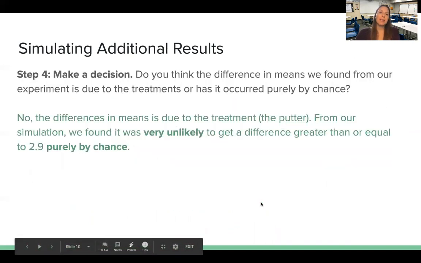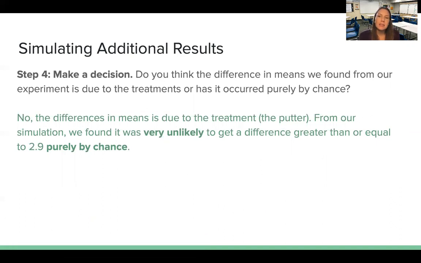So what does that mean? Do we think the difference in means we found from our experiment is due to the treatments, or has it occurred purely by chance? So we can say that no, we don't think that this happened by chance because we were able to look at simulated results and we found that it was really unlikely to produce that 2.9 difference just by chance.